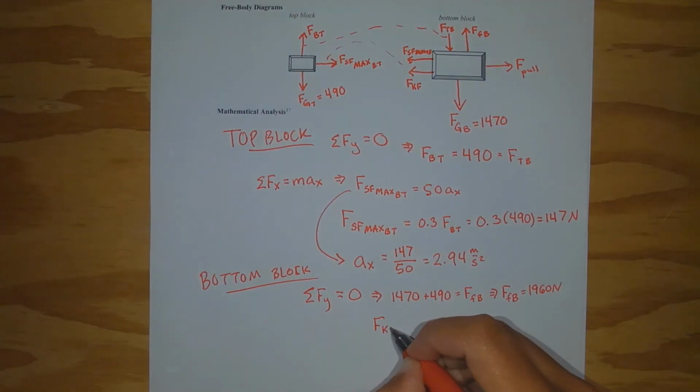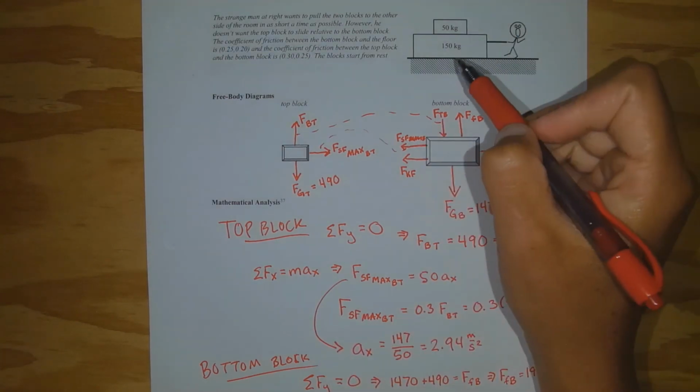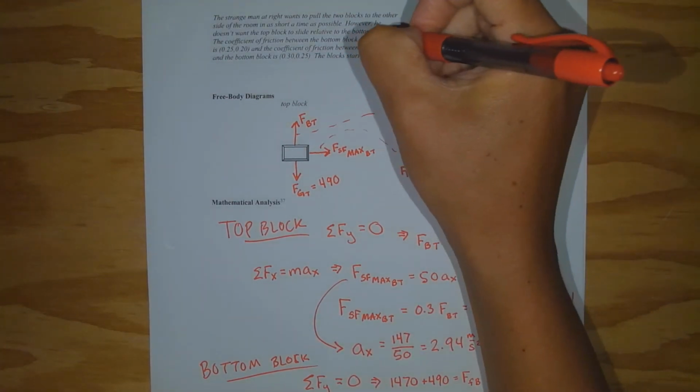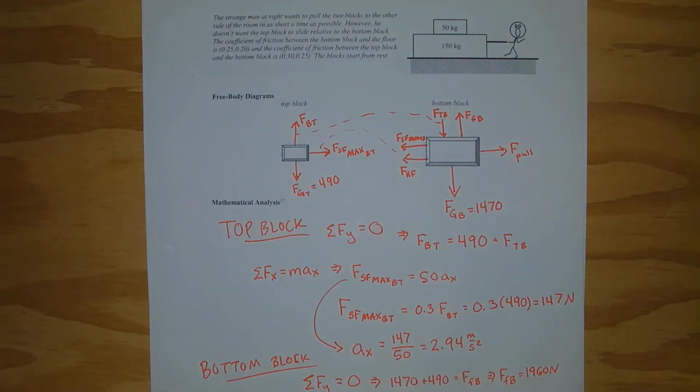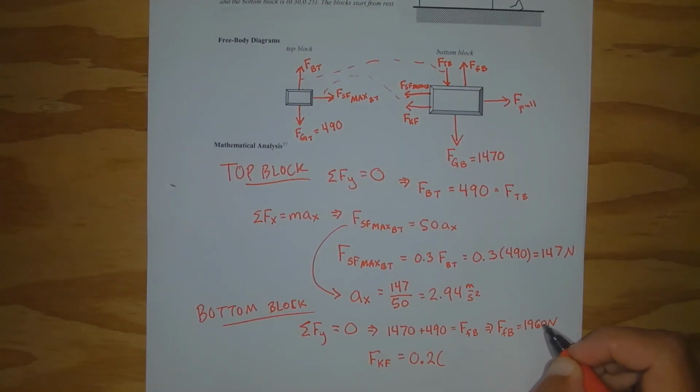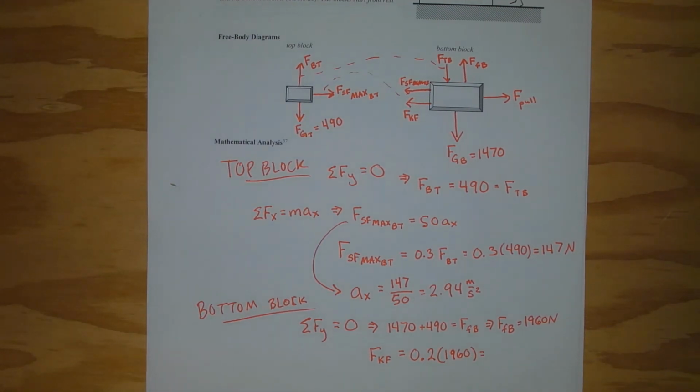Before we move on, we're going to need this force of kinetic friction. So I can say the force of kinetic friction, now be careful, this is between the floor and the bottom block. So between the bottom block and the floor, we have 0.25 and 0.20. We want kinetic friction, so that's 0.2 times the normal force. That's between the floor and the bottom block, so that's the 1,960. And that gives me, for kinetic friction, 392 newtons.